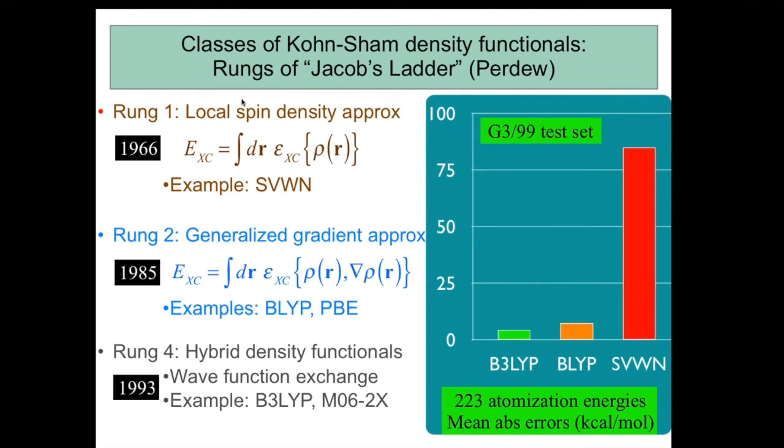If we pop up some numerical examples on the right, this is looking at the mean absolute error in kilocalories per mole on the y-axis for a bunch of atomization energies. And in red is the local spin density approximation, which has a truly disastrous mean absolute error that is reduced nearly tenfold by the GGA, which is illustrated by B-LYP here, and that error is reduced by roughly another twofold by the B3-LYP hybrid density functional. So this is just illustrating that these rungs of Jacob's ladder really do affect the overall average errors. Okay, so let me move to the next slide.